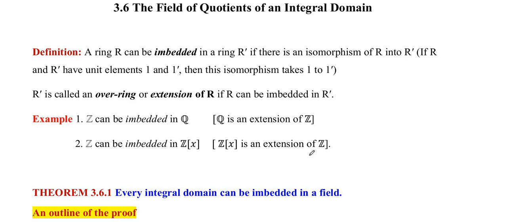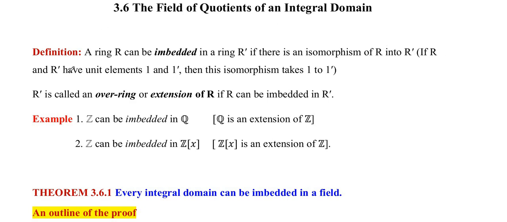Dear students, in this video we are going to see how every integral domain can be embedded in a field. For that, first we'll have the definition of embedding, or when do you say that a ring R can be embedded in a ring R prime. So the definition says this: a ring R can be embedded in a ring R prime if there is an isomorphism of this ring R into another ring R prime.